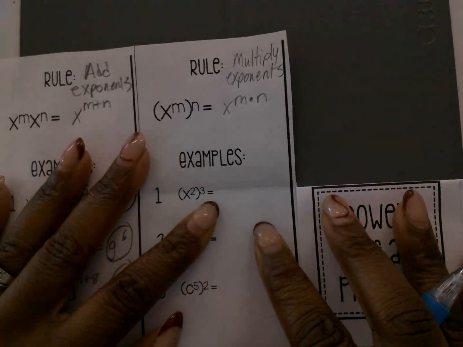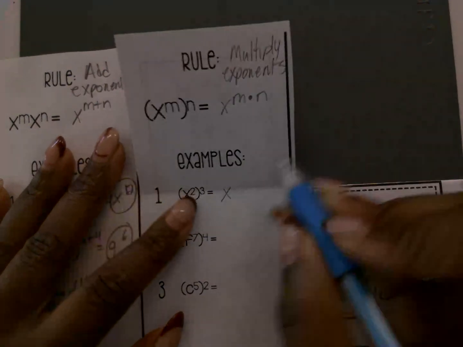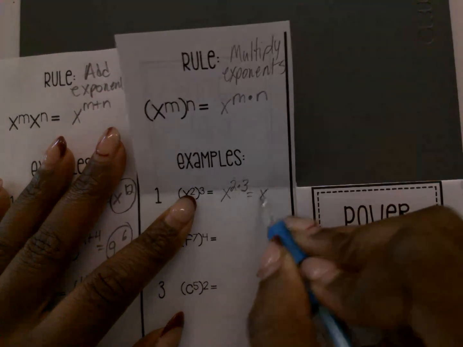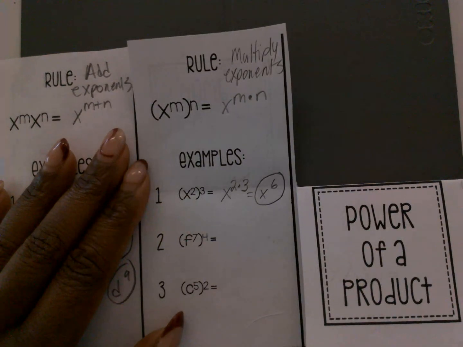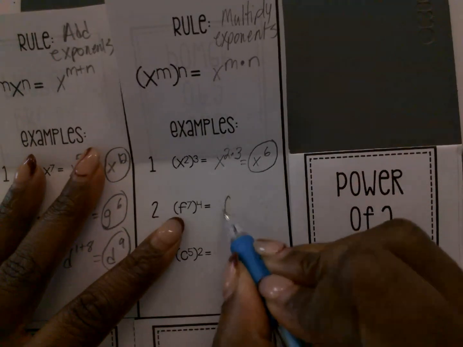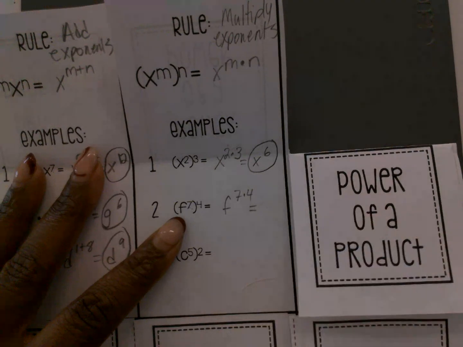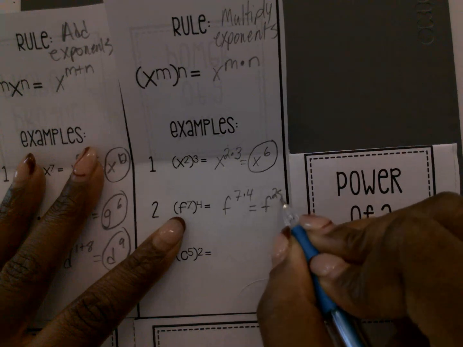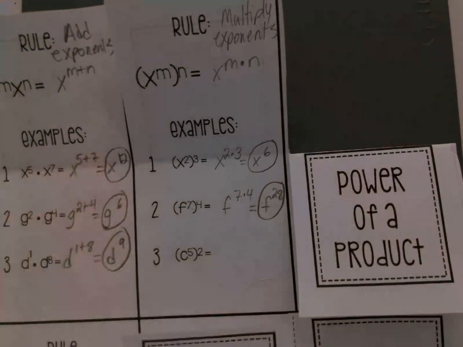So the first one, we got x is the base. We got 2 times 3, and that gives us x to the 6th power. Good job. All right. Number 2, we're going to do the same thing. We're going to multiply the exponents together. That's 7 times 4. Okay, what's 7 times 4? It is f to the 28th power. 7 times 4 is 28. All right, do number 3 on your own.